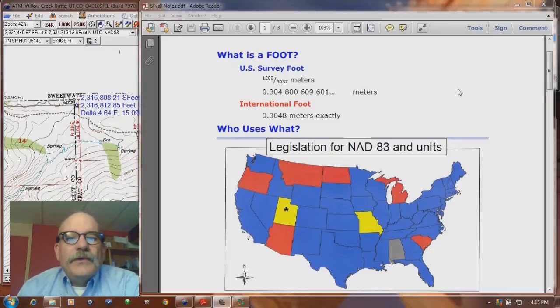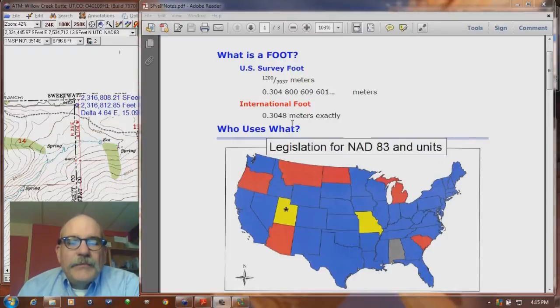So what's a survey foot? Well, a survey foot is based on an old chain model, and it's defined as the fraction 1200 divided by 3937, which of course is an irrational fraction and generates a number 0.304800609601. An international foot is defined to be exactly 0.3048 meters. Now, both types of feet are in common use in the United States today.